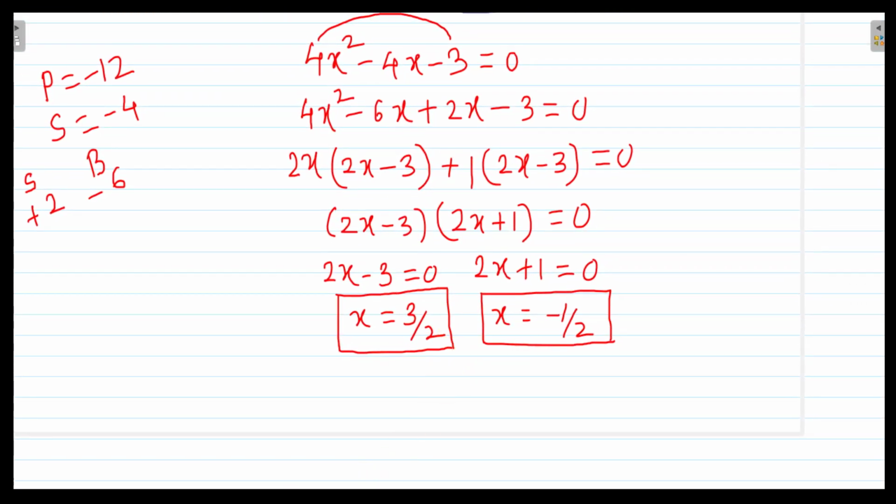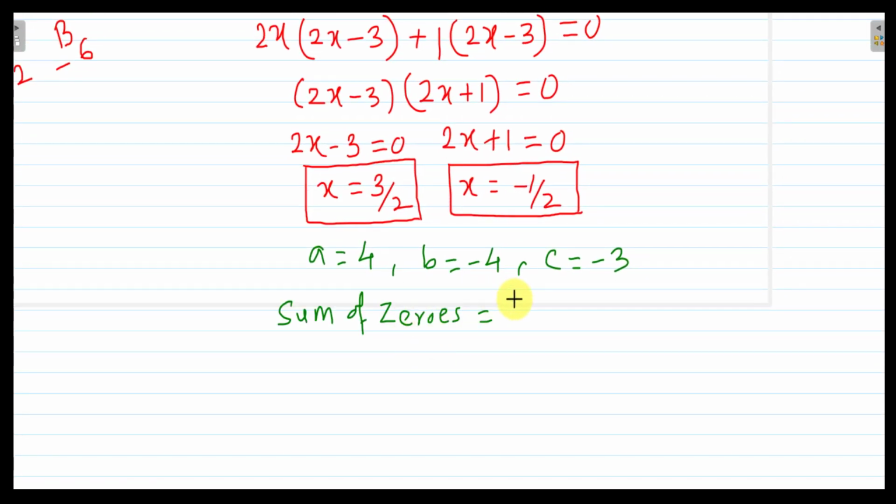Now here we see that A is equal to 4, B is equal to minus 4, and C is equal to minus 3. Now we will verify it. Here is the sum of the zeros. These are the zeros, so it will be 3 by 2 minus 1 by 2, where 2 will be the LCM. So it will be 3 minus 1, that is 2, and 2 upon 2 is 1, which means 1 upon 1.